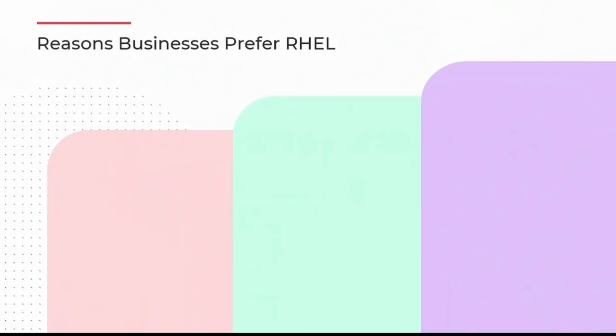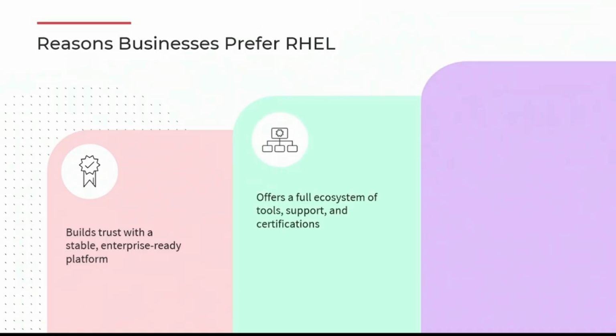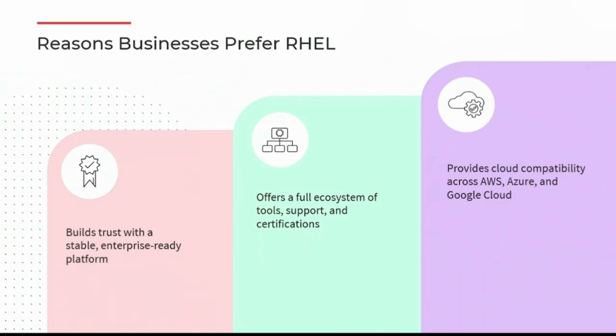Why do businesses continue to choose RHEL over other Linux distributions? It comes down to trust. RHEL provides companies with a platform they can rely on, backed by a team that understands the needs of enterprise IT. It's not just about the OS. It's the ecosystem, tools, certifications, support, and compatibility that Red Hat offers. Additionally, RHEL is certified on major cloud platforms, including AWS, Azure, and Google Cloud. Therefore, businesses using hybrid or multi-cloud environments can continue to rely on RHEL wherever they go. That kind of consistency is a significant advantage in today's rapidly evolving tech world.